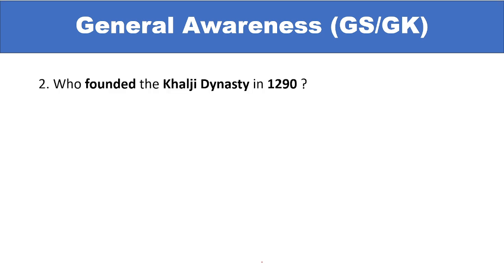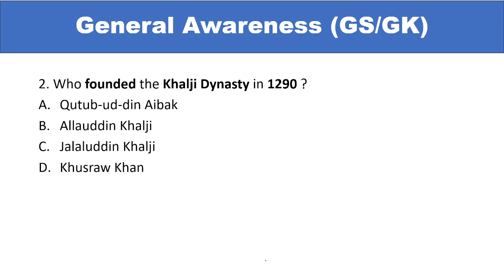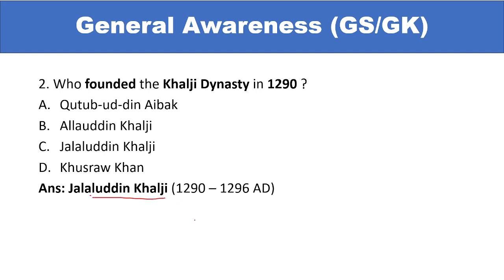Next, who founded the Khilji dynasty in 1290? And the options are Kutubuddin Aibak, Alauddin Khilji, Jalaluddin Khilji, Khusrau Khan. So who was the founder of Khilji dynasty in 1290? And the answer is Jalaluddin Khilji. He was the founder of Khilji dynasty and he ruled during the period 1290 to 1296 AD. This year is also important.